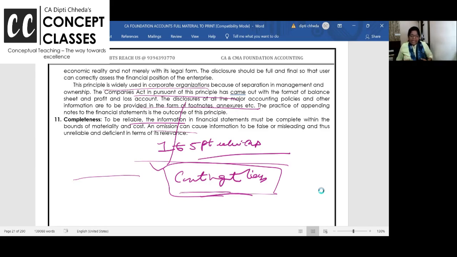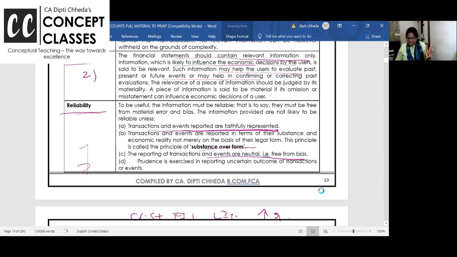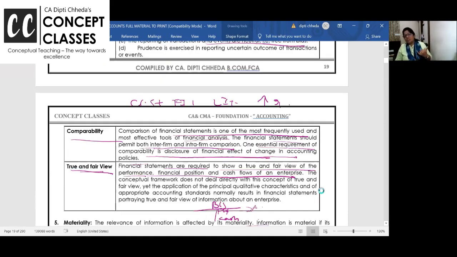So contingent liability has got nothing to do with your balance sheet. Balance sheet will get tallied, but below the balance sheet, you write it in the annexures for full disclosure. So what are the qualitative characteristics of your financial statement? Understandability, relevance, reliability, comparability, and it should give a true and fair view.